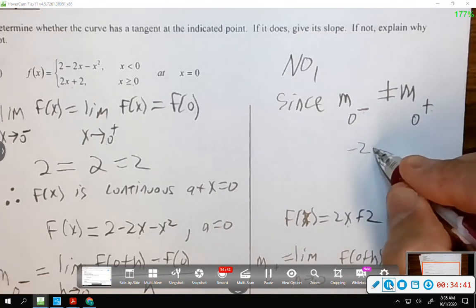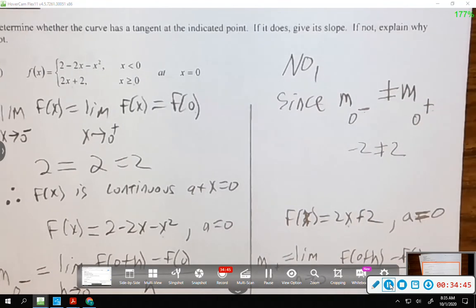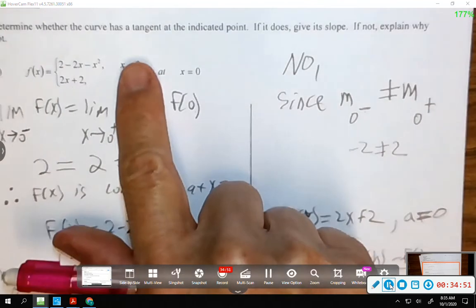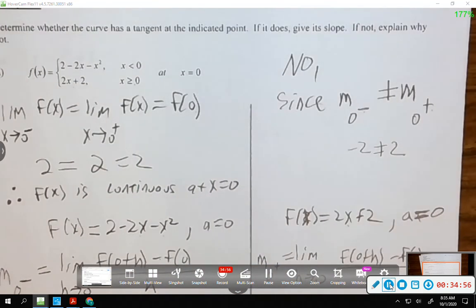So although this is a nice continuous function, it is not a situation where the slope is going to exist at this breaking point between this parabola and the line. It turns out it's too sharp. It's too sharp of a point to have a definitive slope at that point.